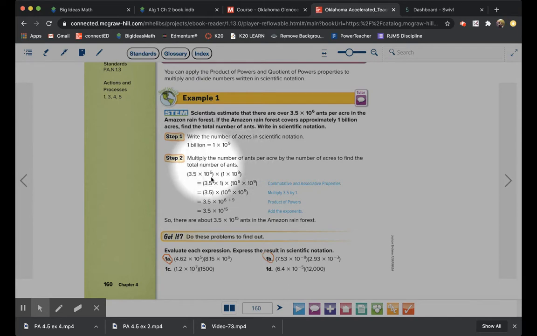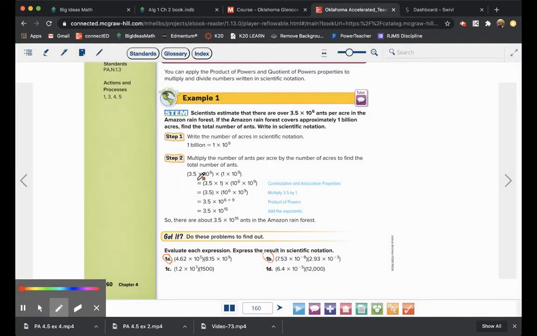Since we are multiplying, we really have this times this times this times this. Since it's all being multiplied, we can rewrite it, putting these front two numbers together in parentheses, and then putting our times 10 to an exponent together in parentheses. So it becomes 3.5 times 1 times 10 to the 6th power times 10 to the 9th power. Once we get it here, now we can solve. 3.5 times 1 is 3.5.